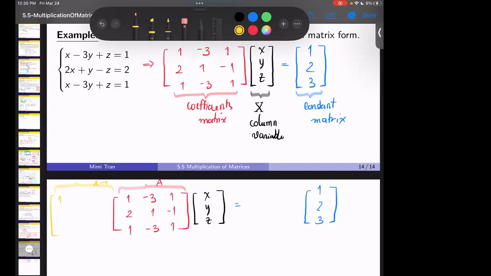So 1, -3, 1, 2, 1, -1, 1, -3, 1, but inverse. Notice that I have a little -1 up here to indicate inverse. And I'm doing the same thing for the right hand side as well, so that I don't change my equation.